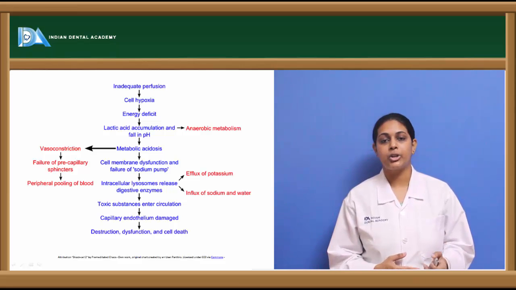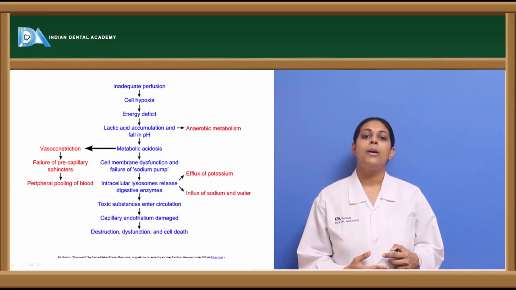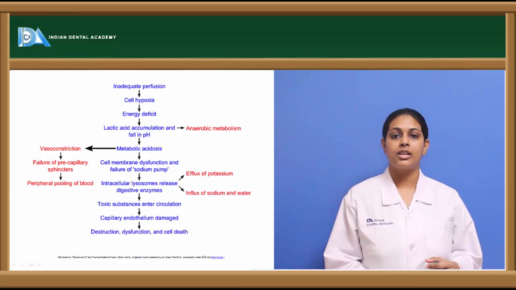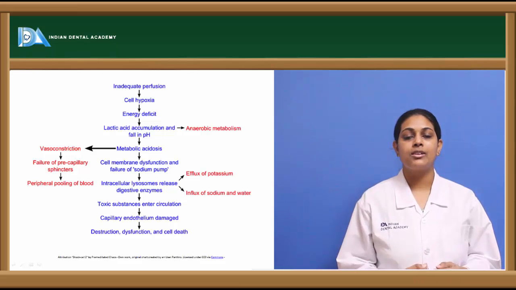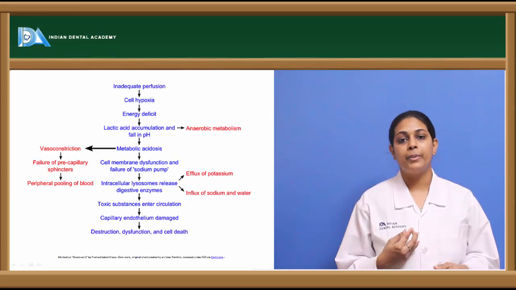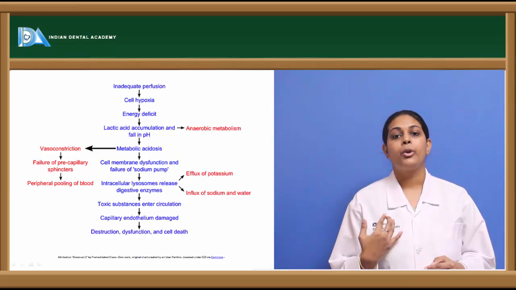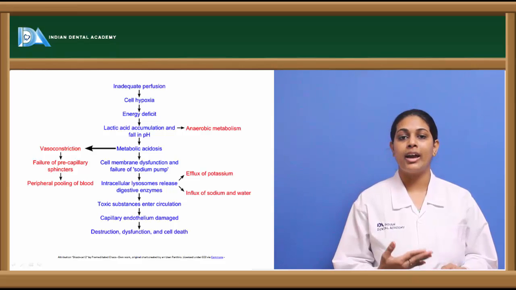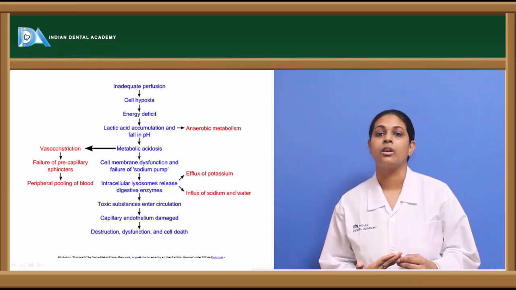First we see that there is inadequate perfusion to the cells and the tissues. Because of this inadequate perfusion, that is inadequate oxygen supply, it might result in cell hypoxia. And since oxygen is necessary for the production of energy, there will be a reduction in the energy, and this is known as energy deficit.